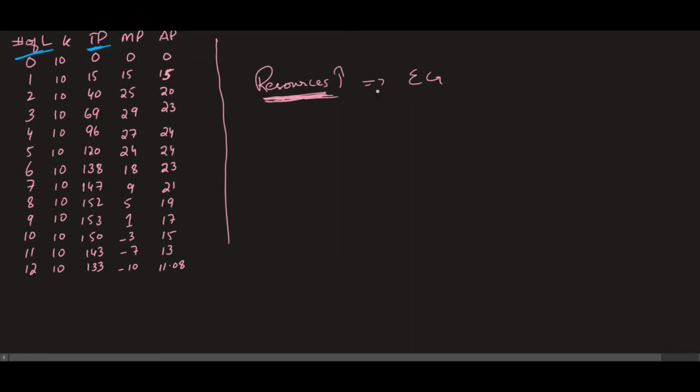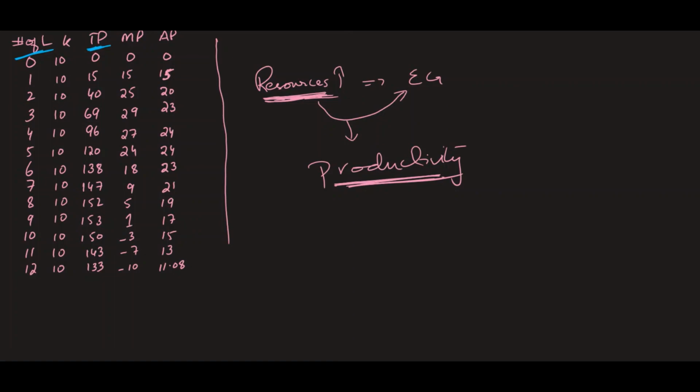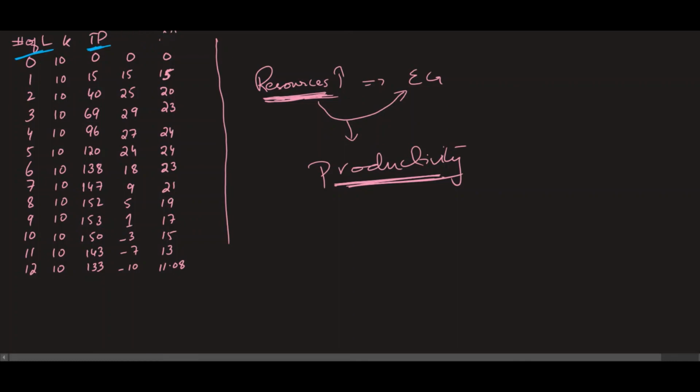Okay, one way around to increase the economy is to increase the productivity of the labor. If the productivity of the labor increases, eventually what will happen? With the same amount of labor, the total production will increase. So for example, I am saying that the productivity of the labor has increased.